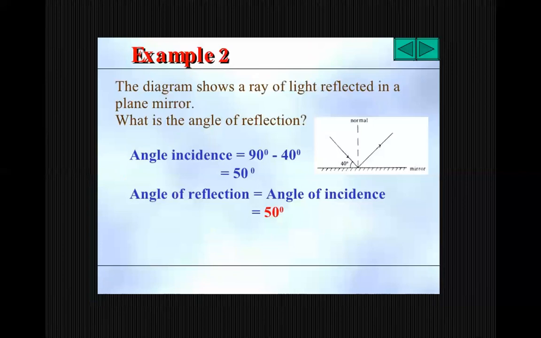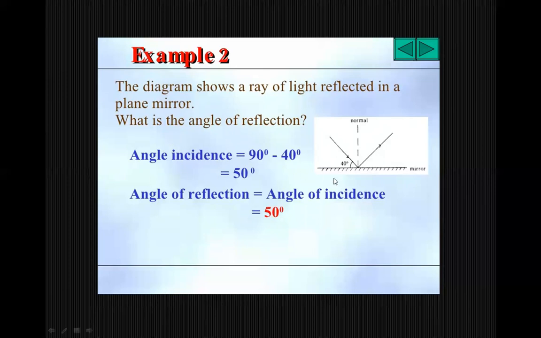Now example 2. The diagram shows a ray of light reflected in a plane mirror. What is the angle of reflection? Now this is a very good example. This type of example is also included in your book. So consult your book also, and solve all those examples. They are very, very important for clearing your concept. So how will you calculate the angle of reflection?